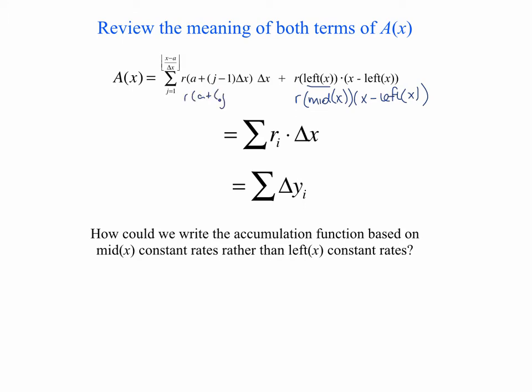Okay. So notice if we change the -1 to -1/2, that will actually do it for us. Exactly. Because if you think about it, when you plug in j equals 1, then you've got a plus 1/2 delta x, so halfway into your first interval. If you plug in j equals 2, you've got a plus 1.5 delta x, so that'll be halfway through your second interval, et cetera, et cetera.